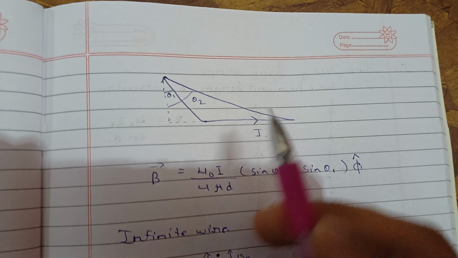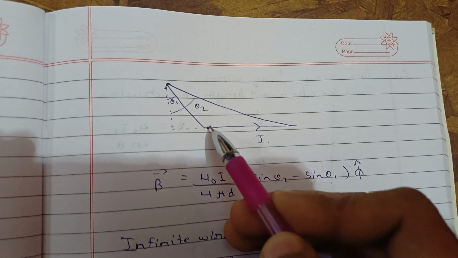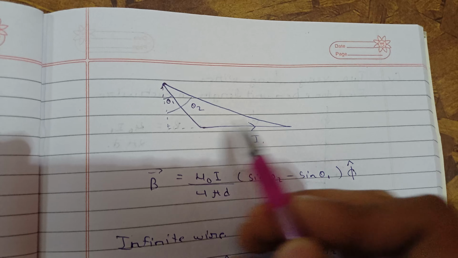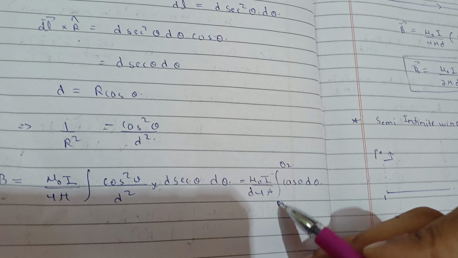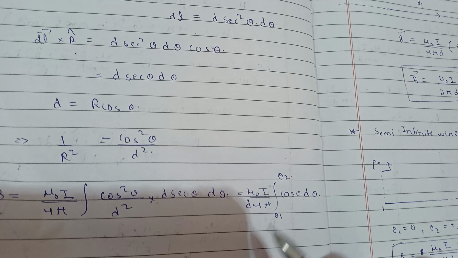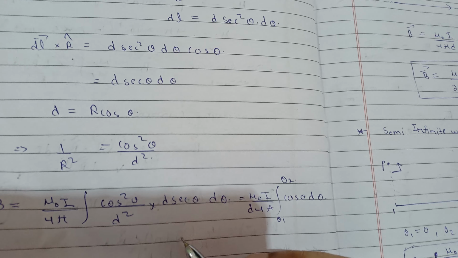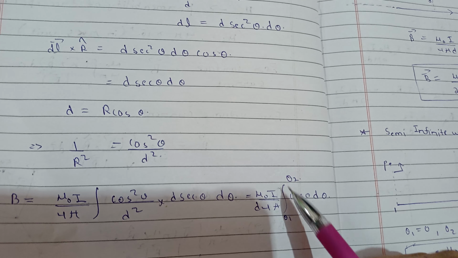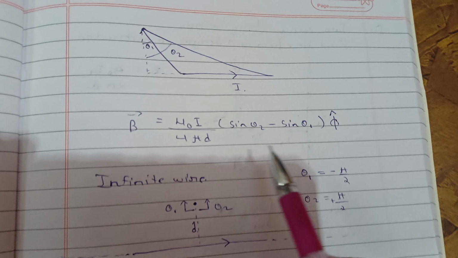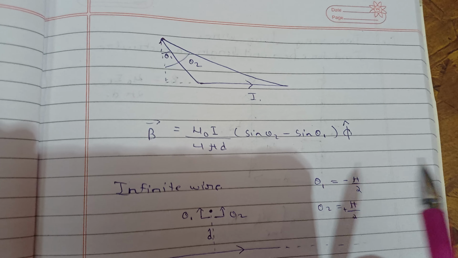And now see, first let me show you this case. This is your finite wire, and you need to find the magnetic field due to this complete length. Then this angle will be theta 1 from here, and this angle will be theta 2 from here. Then you have to substitute the limits here, theta 1 to theta 2 for a finite wire. So this is a general case, and this integration will give sine theta, so it will be sine theta 2 minus sine theta 1. So this is your magnetic field due to a finite wire.